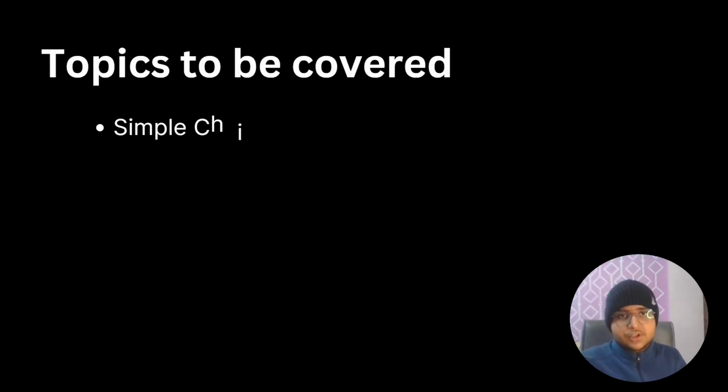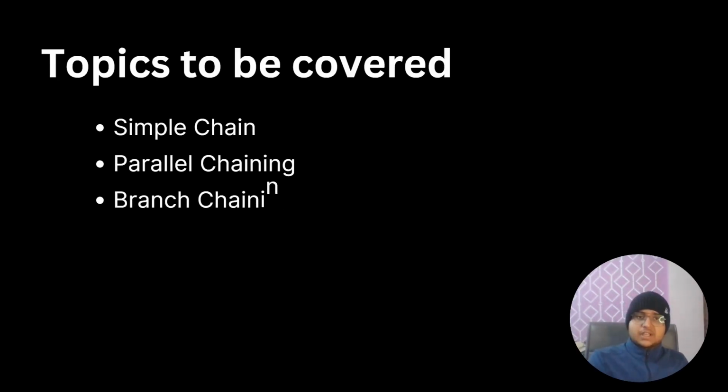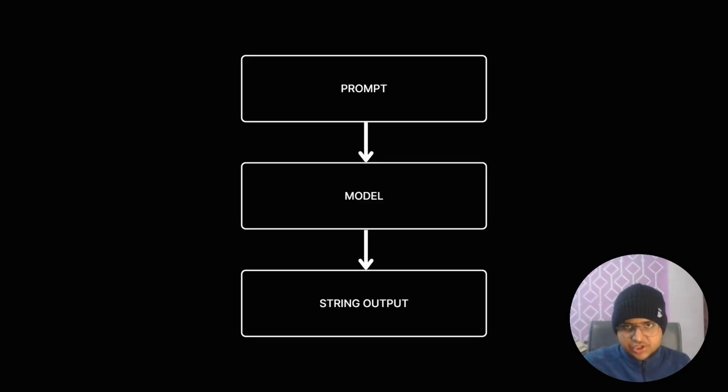So in this video, we'll cover three things: the simple chain or simple sequential chain, the second thing is parallel chaining, and the third thing is branch chaining. So let's go one by one and learn one by one. First of all, the first thing is simple chain or simple sequential chain.